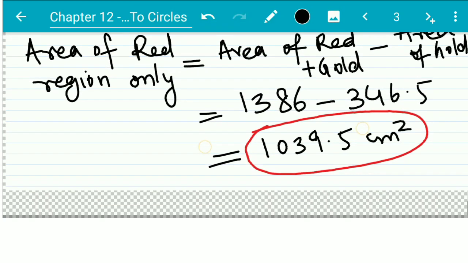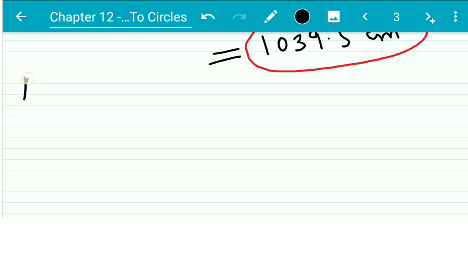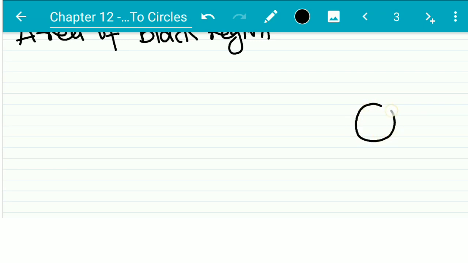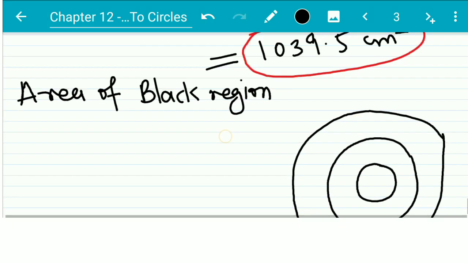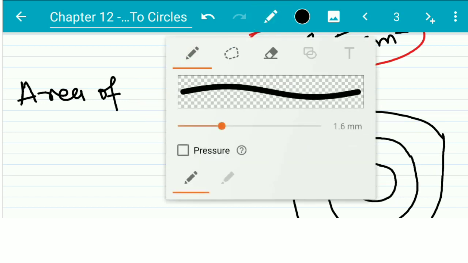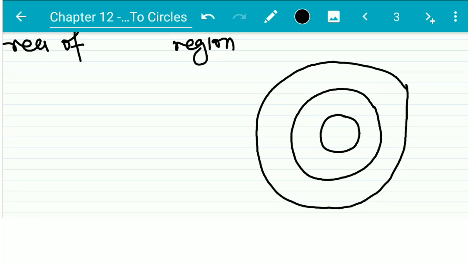Now this next one, next side heading, area of black region. Oh, before that I'll show you how it is. See, inside it is gold. After that comes red. Then comes blue. Not black, right? It's blue. So inside it is gold. Then red. Then comes blue. We found what is the area of gold and red.